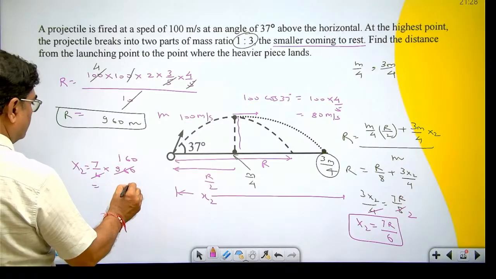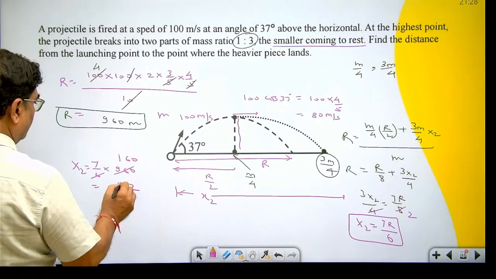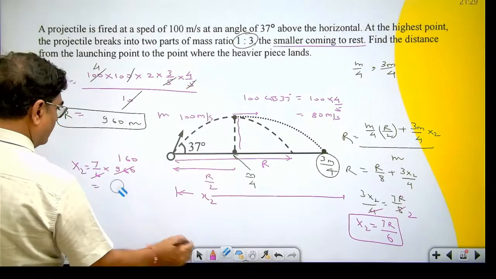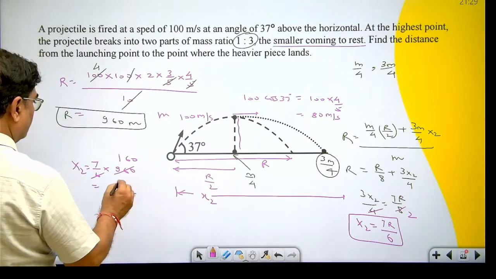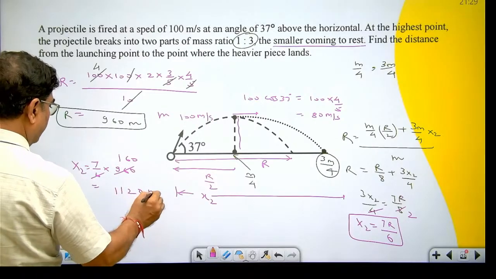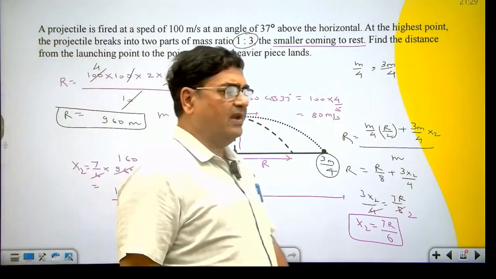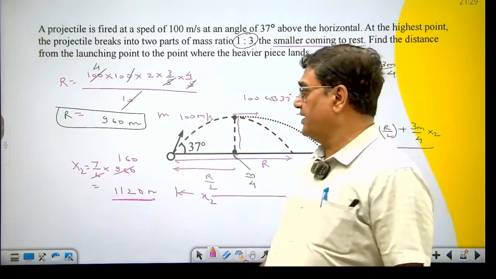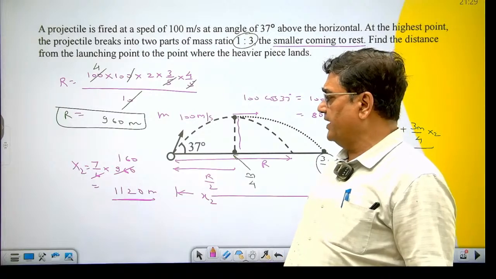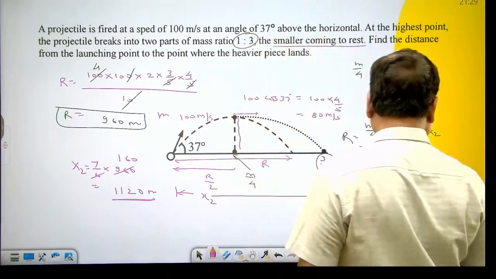This is how much? 7 into 160 is 1120 meter. So the heavier part will land at a distance of 1120 meter from the projection point. Okay. So this is the answer to our problem.